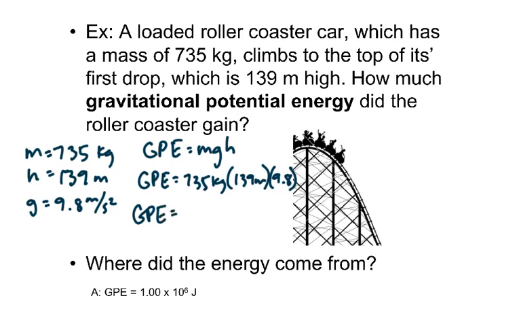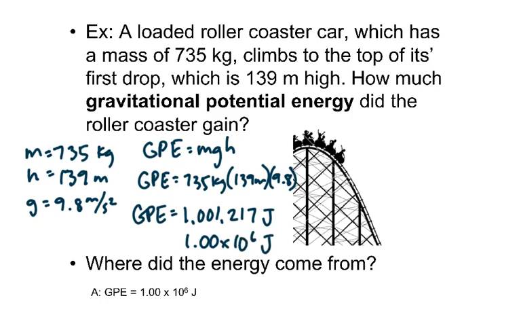I'm sorry, I just realized I drew those out of order of what the formula actually says. You're multiplying them all together, so ultimately it doesn't really matter what your order is. When I multiply all that together, I have 735 times 9.8 times 139. I get a GPE of 1,217 joules. You can shorten that if you'd like to 1 times 10 to the 6th joules.